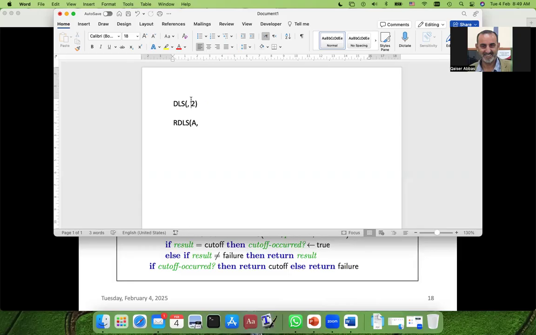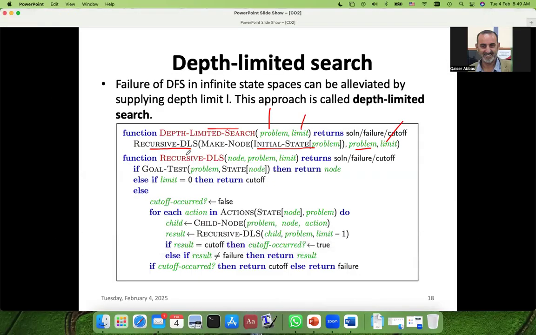That is understood, huh? So the initial state is A and the limit is 2. We are calling this recursive DLS. So initial state is A and the limit is 2. It can return solution, failure or cutoff. I explained what cutoff is. Cutoff is the boundary, huh?